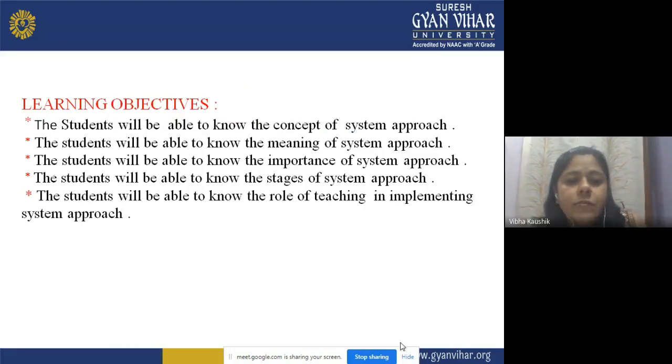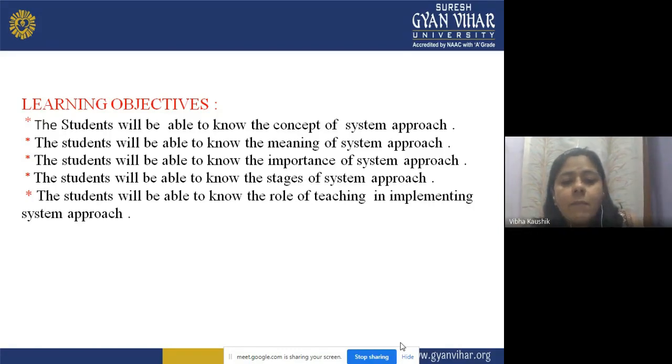The students will be able to know the concept of system approach. After completing this topic, you will be able to define system approach. The students will be able to know the meaning of system approach. This is the meaning of system approach. They can define the meaning of system approach in their own language.